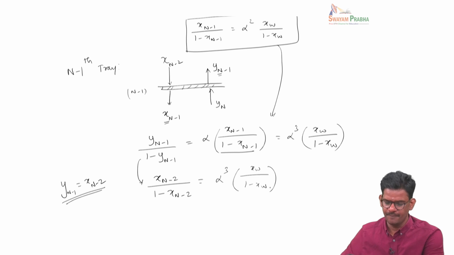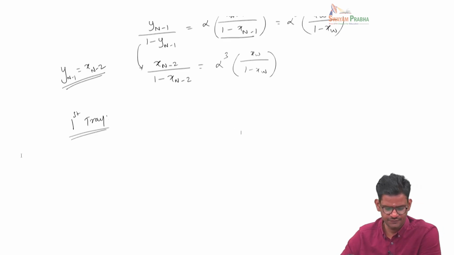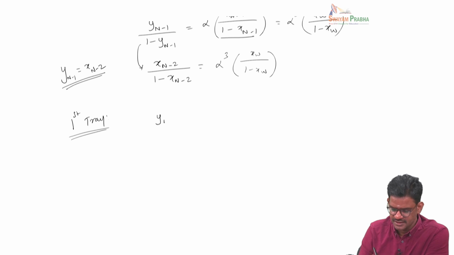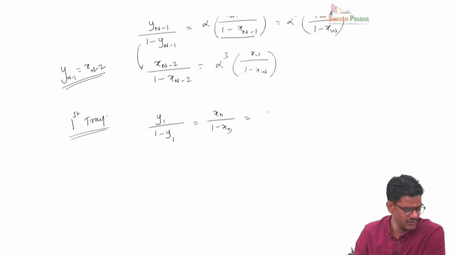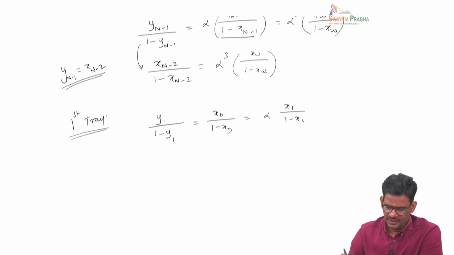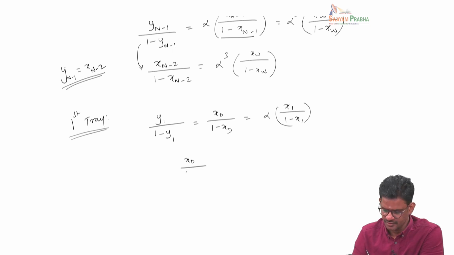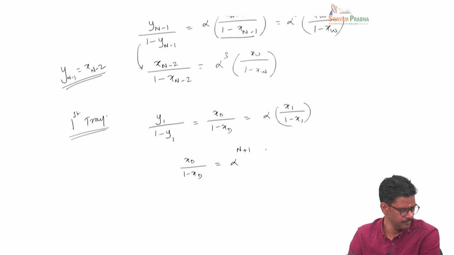Now, if we continue this operation all the way to the first tray, we will be able to write that y1 by 1 minus y1 is equal to xd by 1 minus xd, that is equal to alpha times x1 by 1 minus x1. And then if I replace this recursively, we will be able to write that xd by 1 minus xd is equal to alpha power n plus 1 times xw by 1 minus xw.